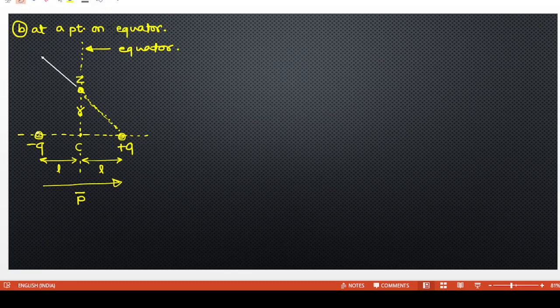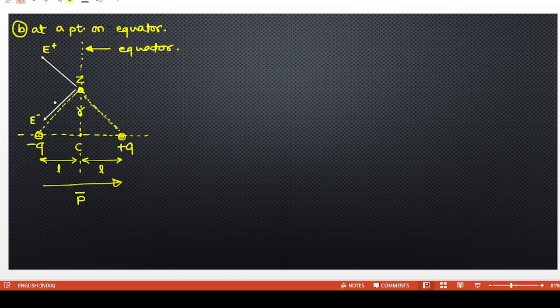Similarly, the negative charge will produce its electric field at point Z. In which direction? Towards. So let us call this E plus and let us call this E minus. Now these two vectors are not in the same direction, not in opposite directions, they are not even perpendicular. We don't know the angle between them. So how to find the resultant of these two electric fields?